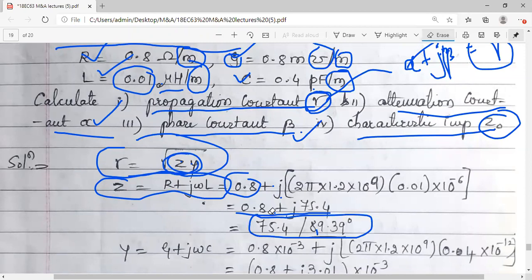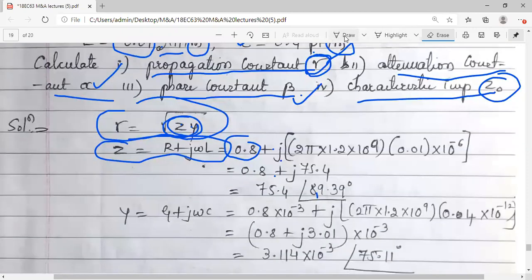You can verify. I have got the magnitude as 75.4. From your calculator, I think you can directly convert rectangular to polar form. 75.4 is the amplitude. The angle I have got is 89.39 degrees. Make sure you are putting this in your calculator in terms of degrees. Fine, I have got Z this much in polar form.